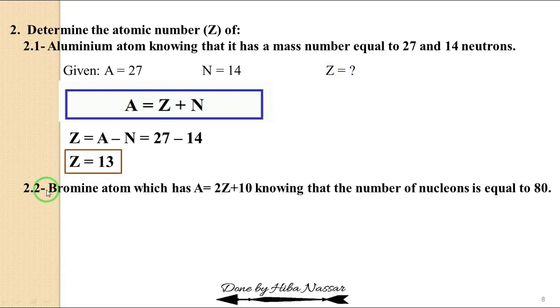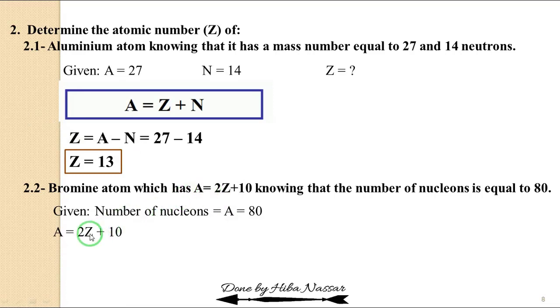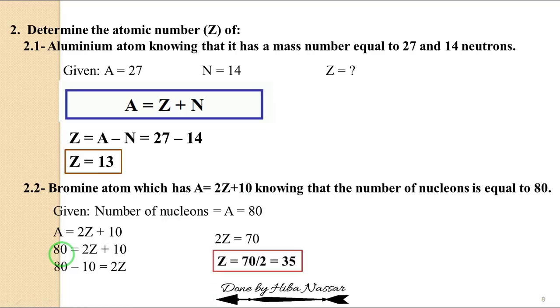Now, question 2.2, determine the atomic number now of a bromine atom, which has mass number, capital letter A, equal to Z plus 10, knowing that the number of nucleons is equal to 80. Now, the number of nucleons represents the mass number, which is the total number of protons and neutrons. So using the given relation here, we can calculate the atomic number. You have just to substitute the mass number here, and then we will deduce that the atomic number of bromine is equal to 35.